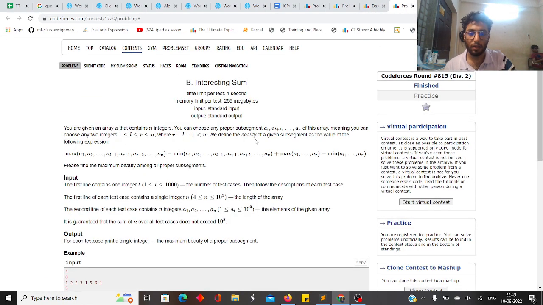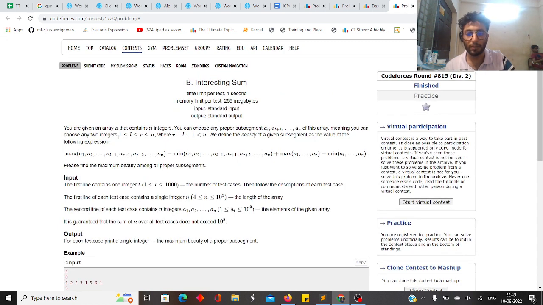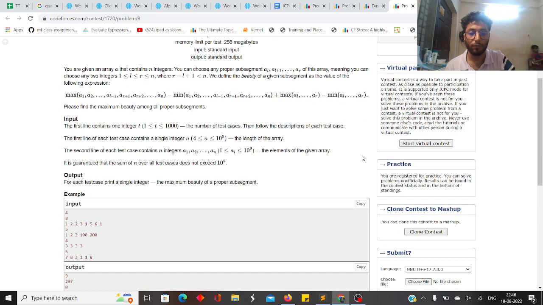In problem B, you're given an array of n integers, and you can choose any proper subsegment from L to R, and you have to maximize the value of this expression. The expression is: if you select any subsegment from L to R, you take the maximum of the remaining elements, the elements excluding the range L to R, and the minimum of the same, take the difference, and then add to it the maximum of the range L to R minus the minimum of the range L to R.